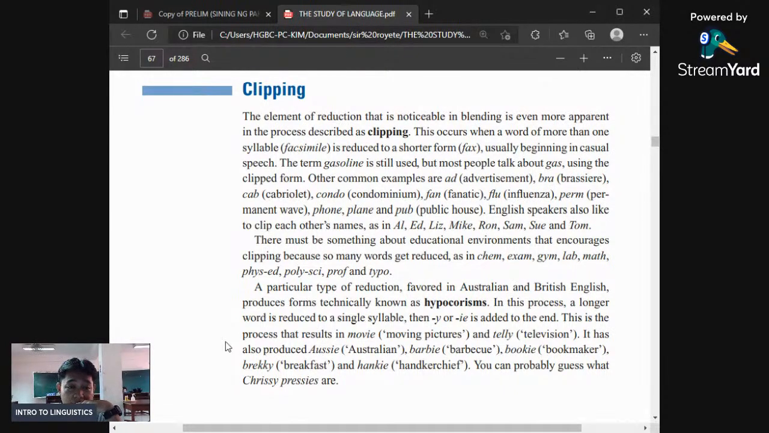Bookie, bookmaker. Brekkie, breakfast. We also have hanky. Do you have any hanky? Handkerchief. And you can probably guess what Chrissy pressies are. Do you know what Chrissy pressy is? Right? So it's a typical type of reduction favored in Australian and British English. Chrissy pressy, malapit na rin naman ang Christmas presents. Right? Christmas presents. So those are what we call clipping, and a special type of it is hypocorisms.